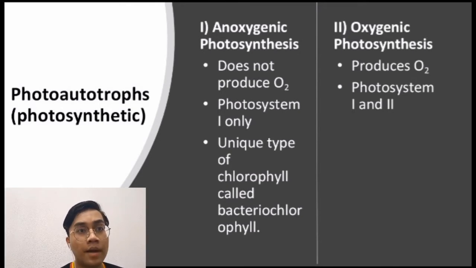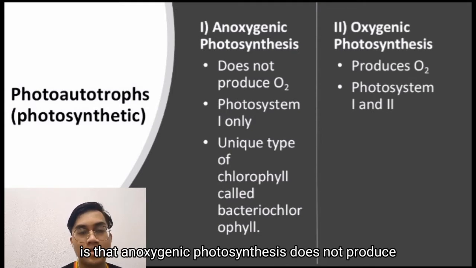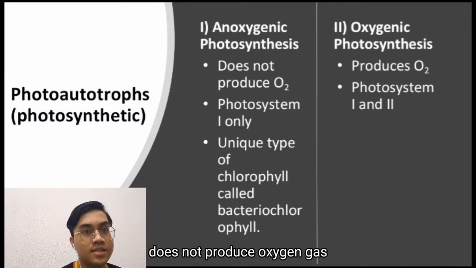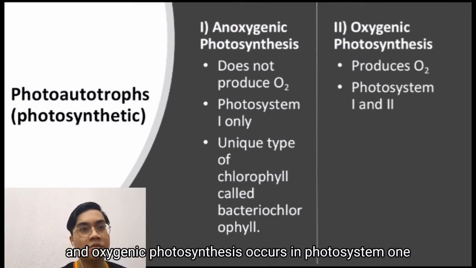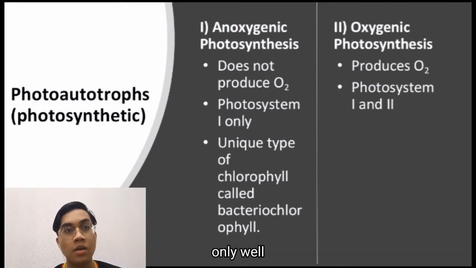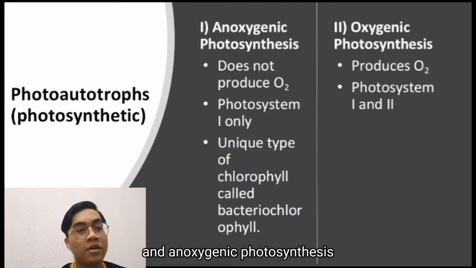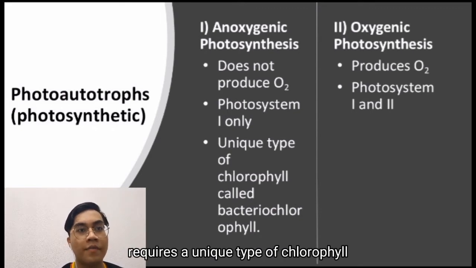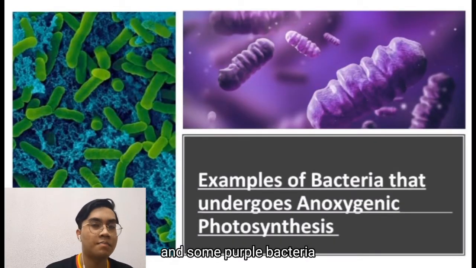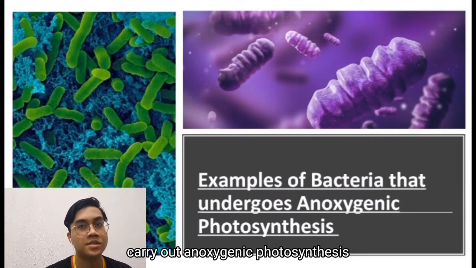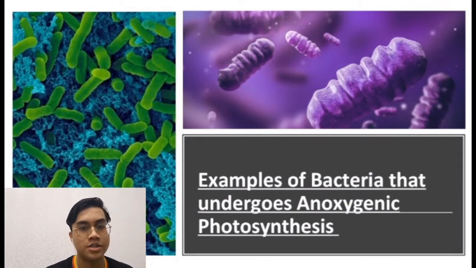The difference between anoxygenic photosynthesis and oxygenic photosynthesis is that anoxygenic photosynthesis does not produce oxygen gas, while oxygenic photosynthesis produces oxygen gas. Anoxygenic photosynthesis occurs in photosystem 1 only, while oxygenic photosynthesis occurs in photosystem 1 and 2. And anoxygenic photosynthesis requires a unique type of chlorophyll called bacteriochlorophyll. Green sulfur bacteria and some purple bacteria carry out anoxygenic photosynthesis, and they usually live in anaerobic conditions such as the muddy bottom of a marsh.